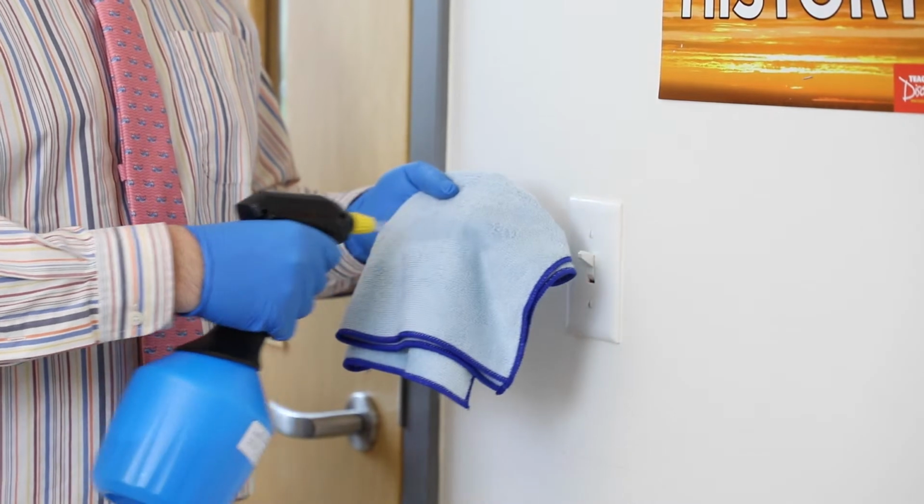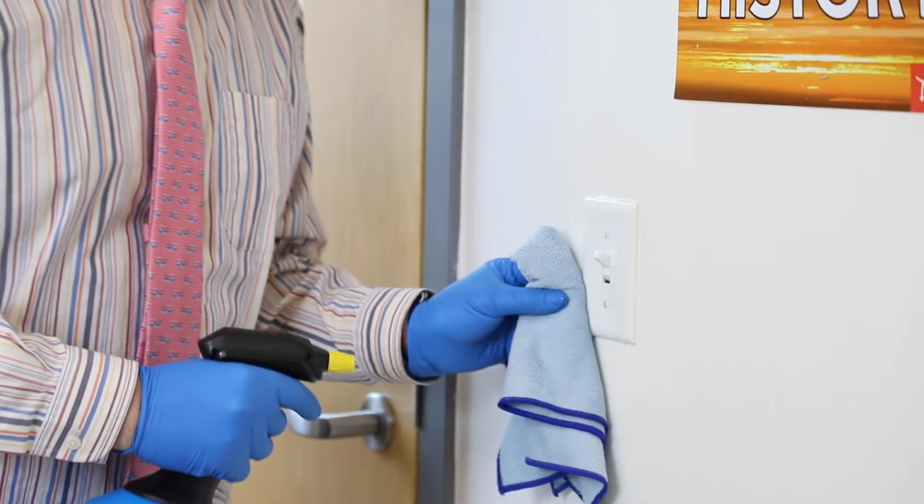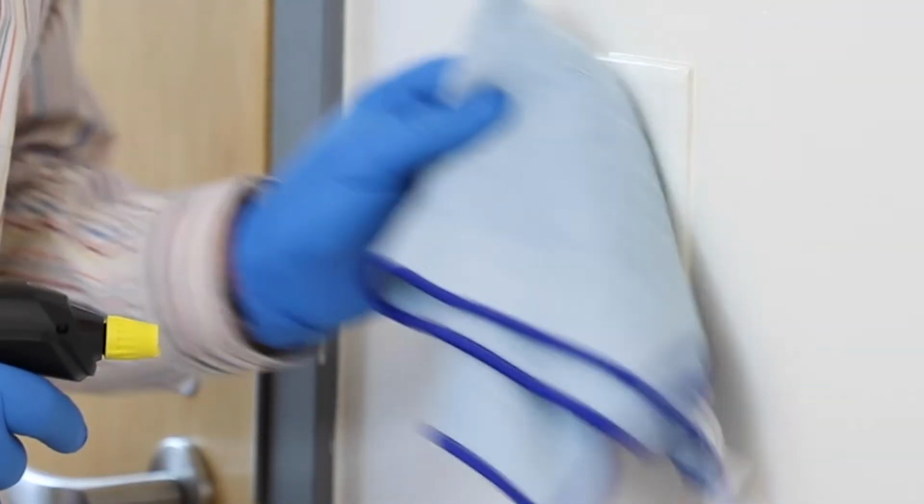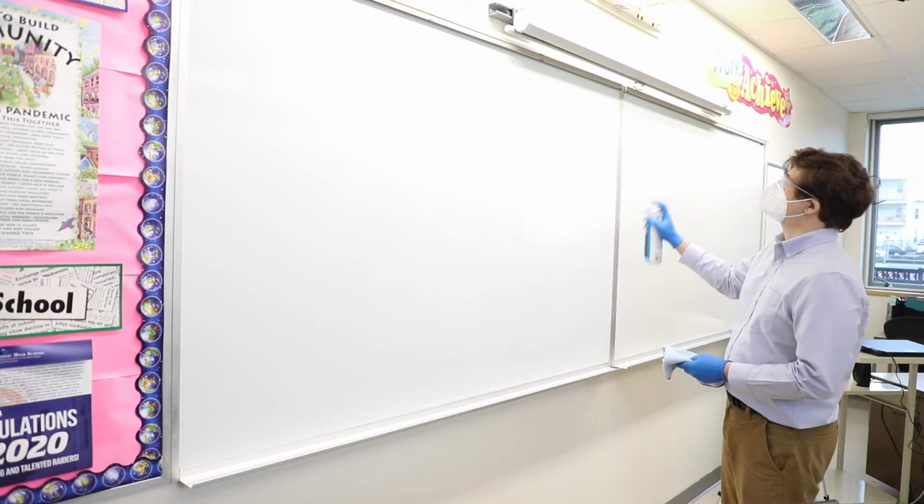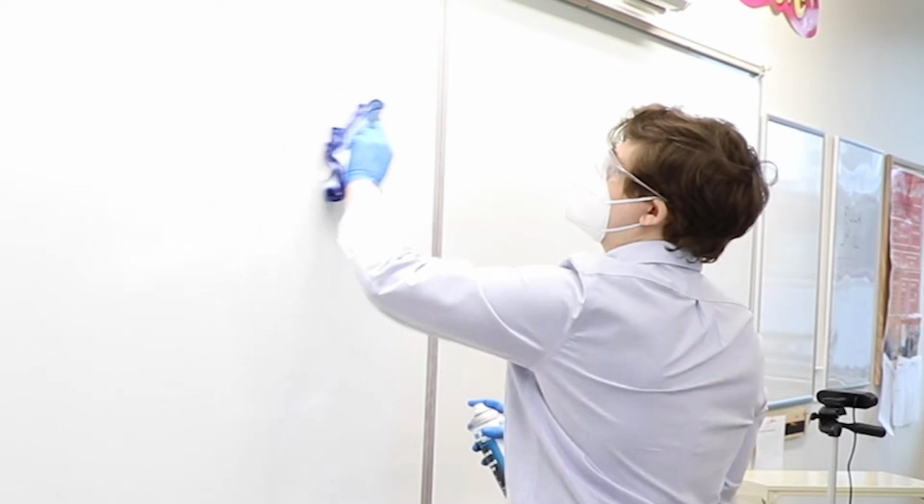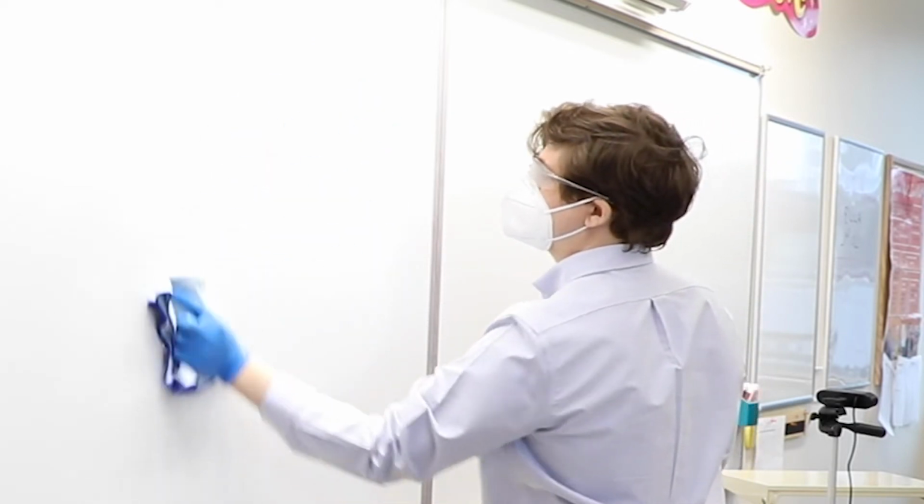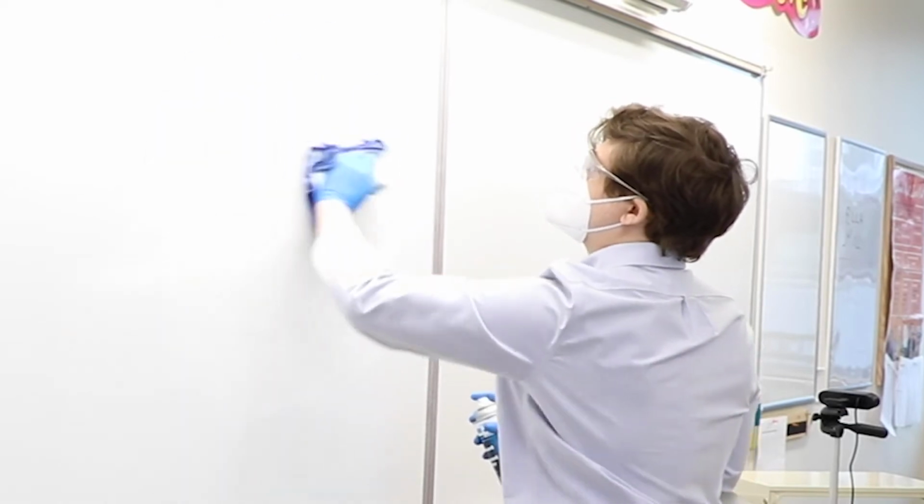When disinfecting light switches or other electrical devices, do not spray directly onto the surface. Instead, spray disinfectant into your microfiber cloth, then wipe the surface. For surfaces like the whiteboards, use a cleaner specialized for that surface whenever possible. This will ensure effective cleaning and prevent any damage to the surface.